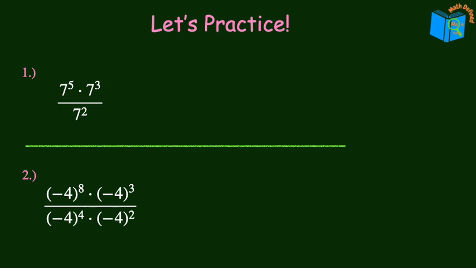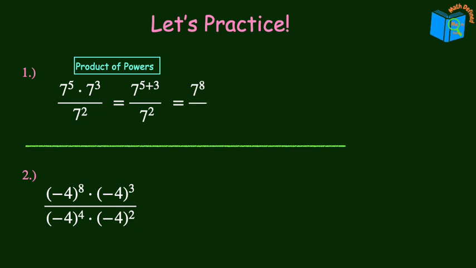Since the powers in the numerator have the same base, we can use the product of powers rule. We will keep the base of 7 and add their exponents. 5 plus 3 is 8, resulting in 7 to the 8th power in the numerator, and we'll just bring over the denominator of 7 squared. Since the fraction bar is also a symbol of division, we can use the quotient of powers rule next because the 2 powers here have the same base. We keep the base of 7 and subtract the powers, resulting in 7 to the 6th power.